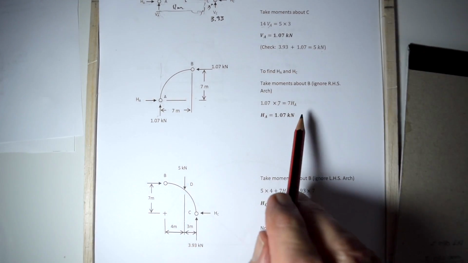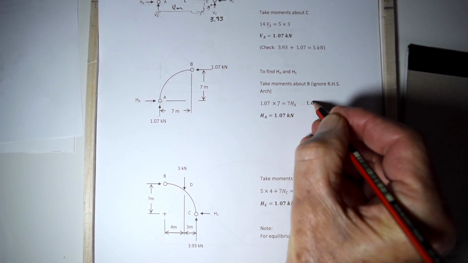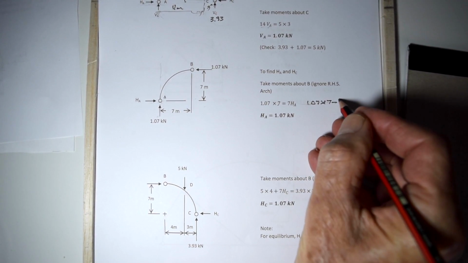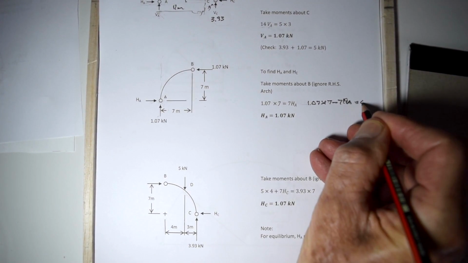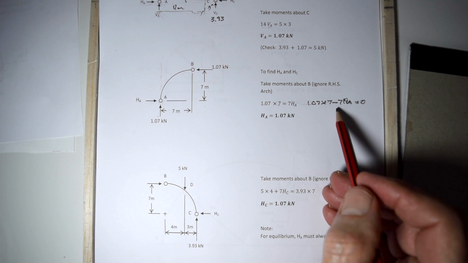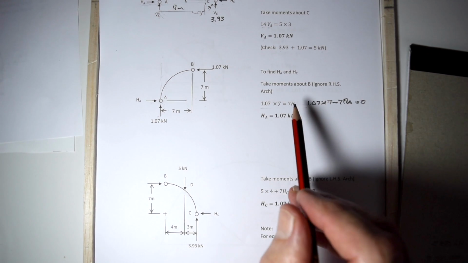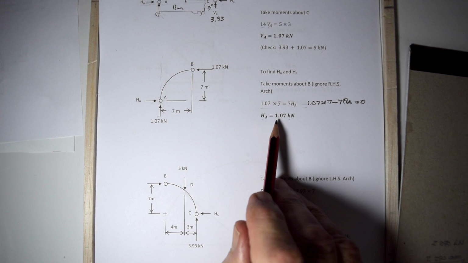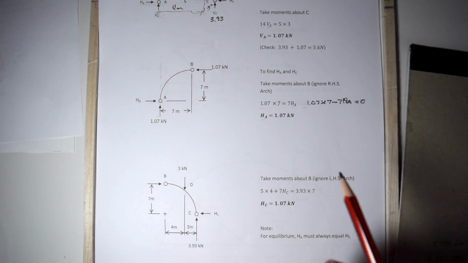minus 7HA. You could write that like that, and I'll just do that for anybody who's got any qualms about this. 1.07 times 7 minus 7 times HA equals 0. That's what I've got there, because when you take this minus 7HA at the right hand side, it becomes a plus 7HA. You solve that and you find that HA equals 1.07. Now if you were confident enough, you'd say, well then HB is also going to be 1.07 because it has to be for horizontal equilibrium. But we're going to do it the long way.